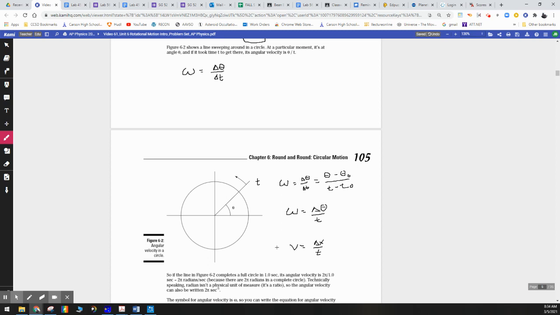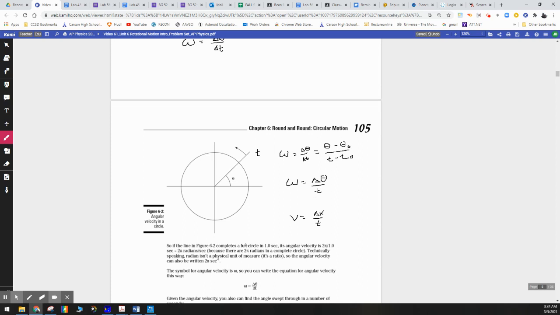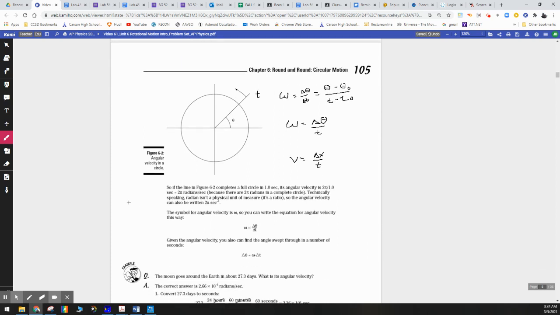Some other things in here. You may want to read this. This is an interesting read. Make sure you get some background. A radian isn't a physical unit of measure. It's a ratio. So you want to make sure you understand what a radian is. Quite honestly, I haven't myself. I've never gotten a satisfactory answer, but that's what a radian is here.